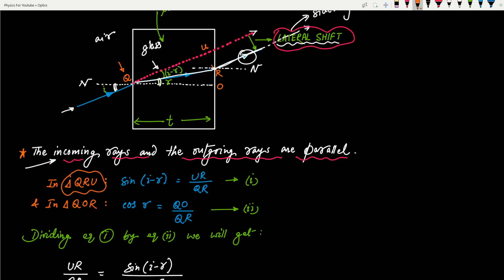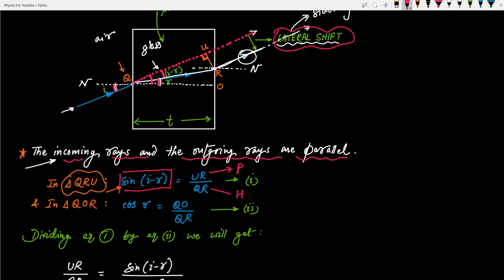So QR, and we have taken a perpendicular line. Now if we analyze this triangle QRU and find out sine I minus R. Let me explain that if this whole thing is angle I, and we know that this is angle R, therefore this angle will be I minus R. Therefore sine I minus R, in the triangle QRU, is nothing but UR by QR. UR is the perpendicular, and QR is the hypotenuse for the triangle. So sine I minus R is equal to UR by QR.